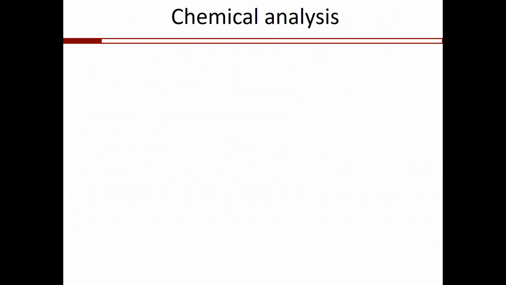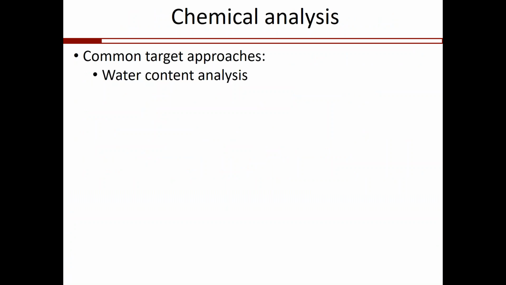The next part I'm going to talk about now is the chemical analysis part of the study. There are targeted approaches and non-targeted approaches, but the common targeted approach is water content analysis. So how much water content is in your honey? Usually it should be around 17%. If it's over 20%, that can be an issue because there's too much moisture content, and you can get that when beekeepers pull their honey and harvest it before it's fully ripe.